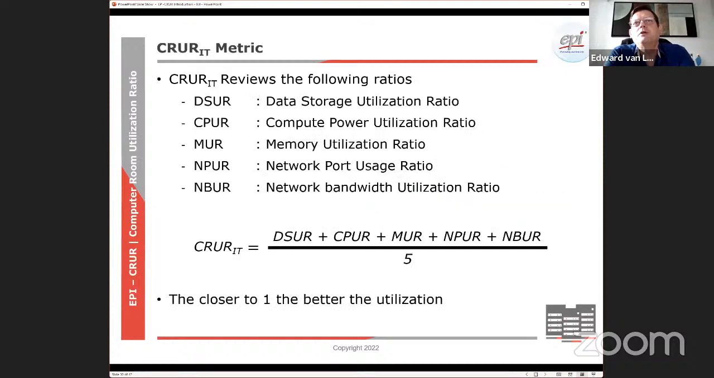Let's have a look at the other one, which is the IT portion of the CRUR. In that one, again, we have 5 metrics to keep it simple that we are looking at. We're looking at the data storage utilization, compute power utilization, memory, network port usage. So now you see that we're not talking about utilization of a port, but usage of the port, and I'll come to that later why that is, as well as the network bandwidth. Again, 5 metrics divided by 5. No metric is going to be weighted, and in the end, again, closer to 1 would be the best option.